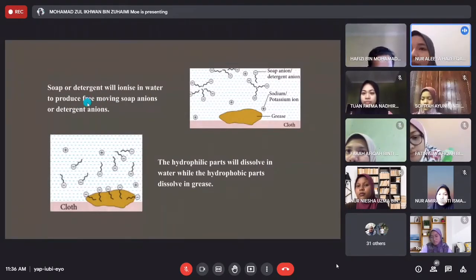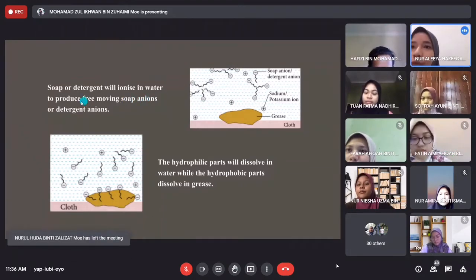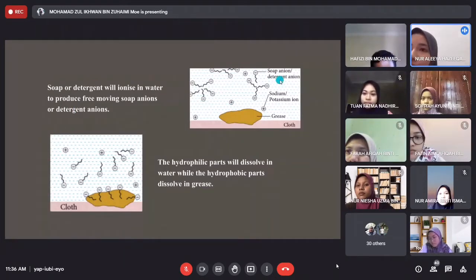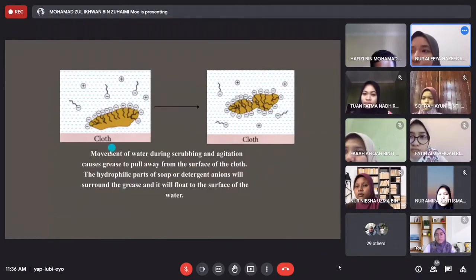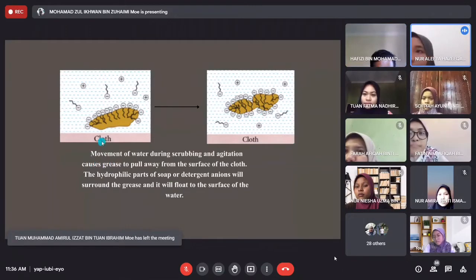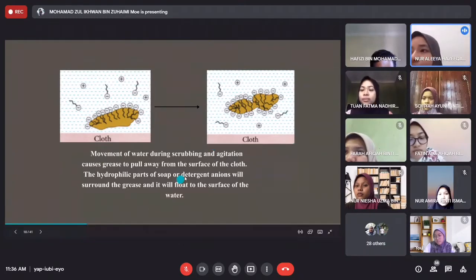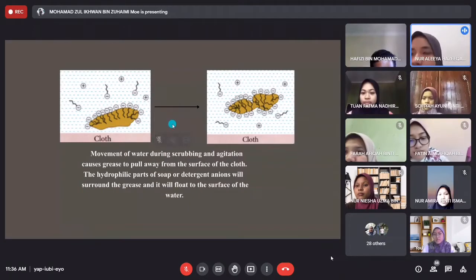The soap or detergent will ionize in water to produce free-moving soap anions or detergent anions. The hydrophilic parts will dissolve in water, while the hydrophobic parts dissolve in grease. When you scrub the cloth, there will be movement of water which causes the grease to pull away from the surface of the cloth. When the grease pulls away, the hydrophilic parts of the soap or detergent anions will surround the grease and it will float to the surface of the water.